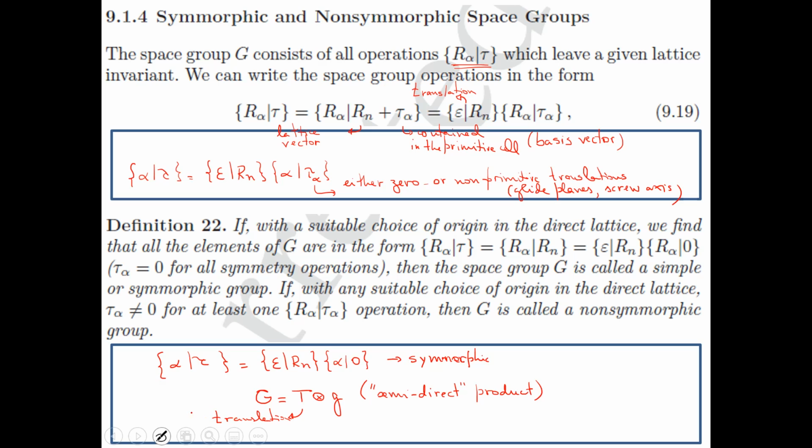Translation subgroup, and G is a point group. So for a non-symmorphic group, I cannot do that. I cannot write that way. So the only way to factor out the translations for a non-symmorphic group is like we did in the previous slide, to consider the factor group.